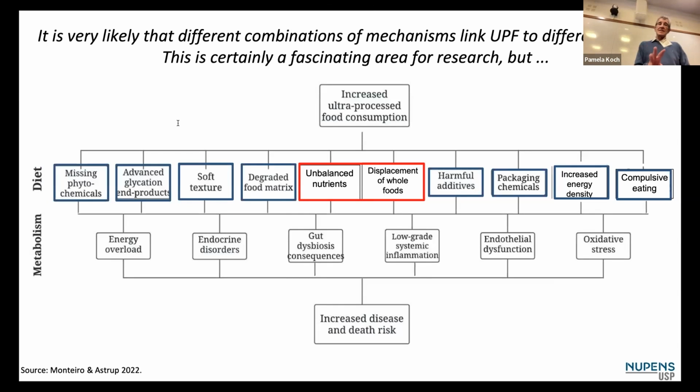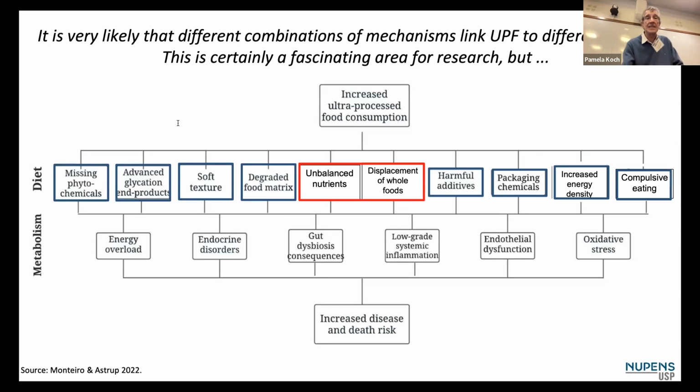And if we put this evidence in one graphic, we could say that increased ultra-processed food consumption increases the risk of disease through different mechanisms. It is very likely that depending on the outcomes, cancer or diabetes or obesity or Crohn's disease, the mechanisms are different. And they are probably a combination of mechanisms for each of these diseases.